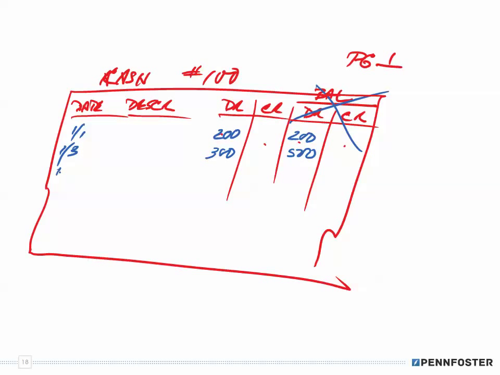Okay, and then on 1-5, if I pay out, say, 150, now my running balance is going to be 350 as a debit. Why? Because a credit of 150 from a debit of 500 gives me a debit of 350. So this way, every time I post my journal entry into this cash account, I update my running balance so I always know what my balance in that account is.